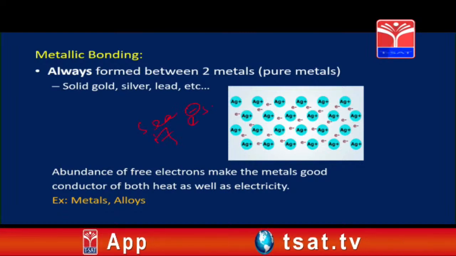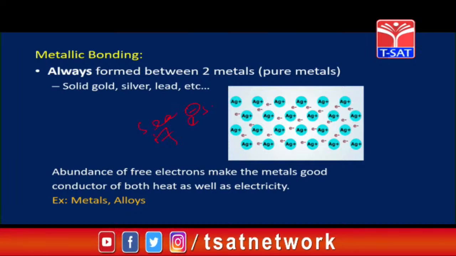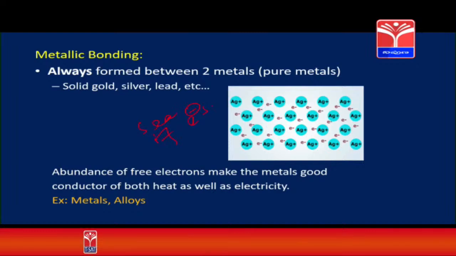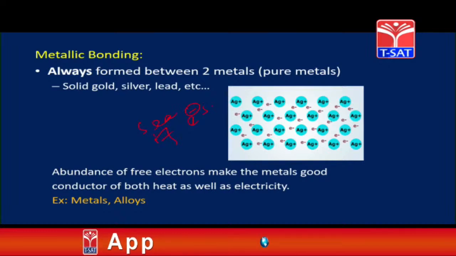And as there is an abundance of free electrons in the metal, that makes the metal a good conductor of both heat as well as electricity. So, metals are good conductors, they can easily conduct thermal energy as well as electrical energy because of the availability of plenty of electrons. Materials like metals and different alloys contain metallic bonding.